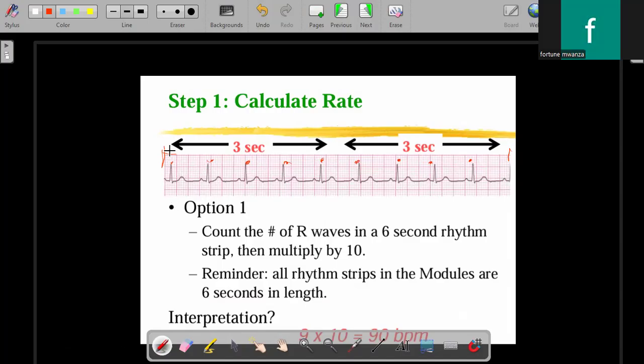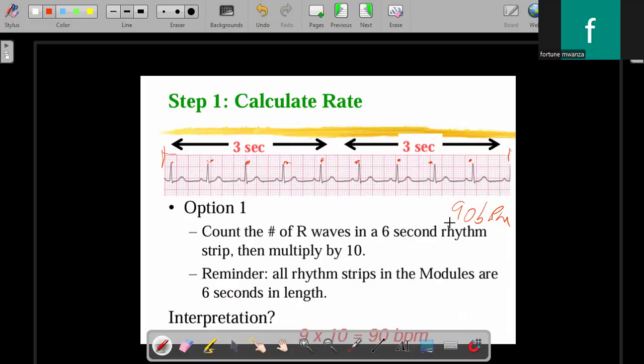Okay. So when you get 9, you multiply it by 10. Whichever number of waves you get in a period of 6 seconds, you multiply it by 10. So you get this, then you multiply by 10. You can see that 9 times 10 is going to be 90 beats per minute.